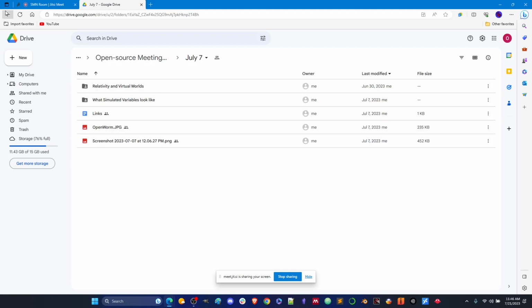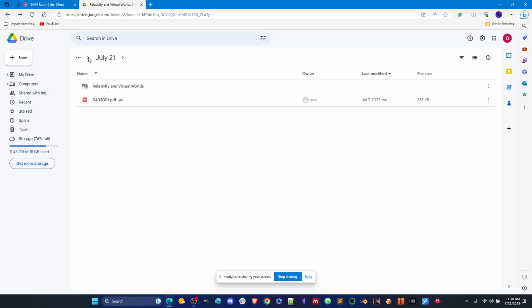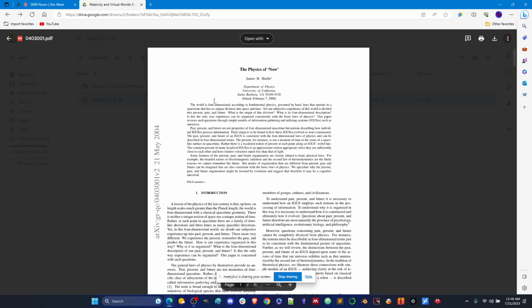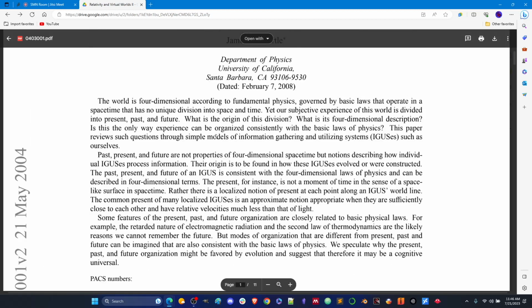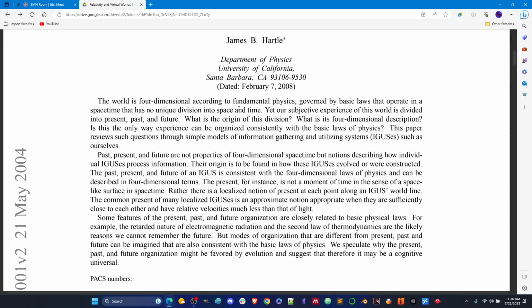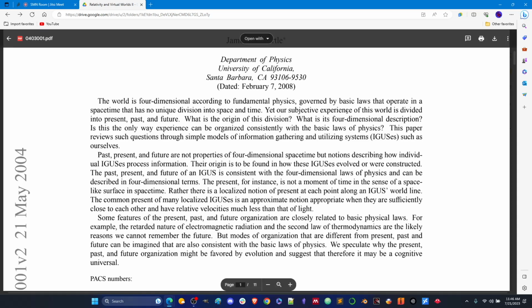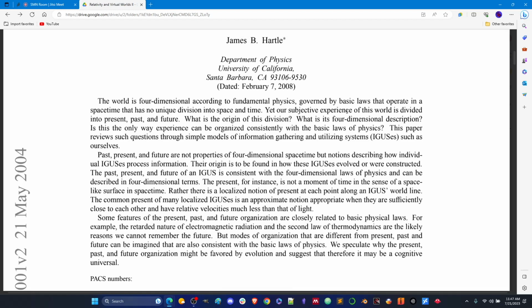So let me go back here to the folder. So this is the paper that I wanted to talk about today a little bit. This paper, The Physics of Now, is by James Hartle, who's a physicist at UC Santa Barbara. This paper is just kind of a speculative thing, I think, where he talks about the world is four-dimensional according to fundamental physics, governed by basic laws that operate in a space-time that has no unique division in space and time. So that means space-time is a single thing. Yet our subjective experience of this world is divided into present, past, and future.